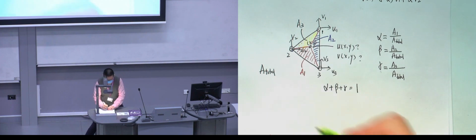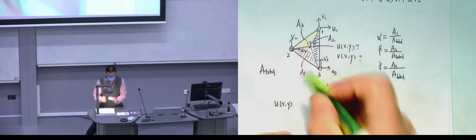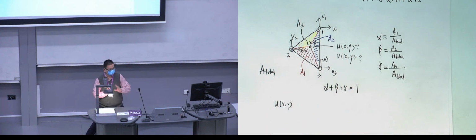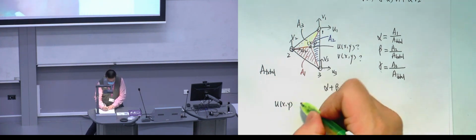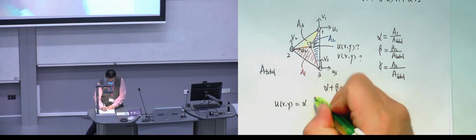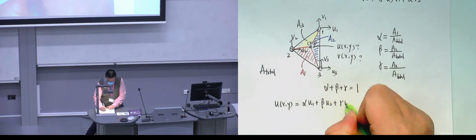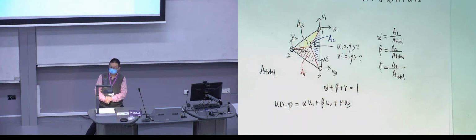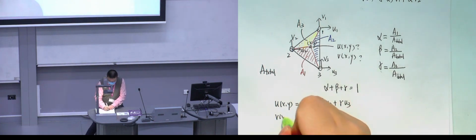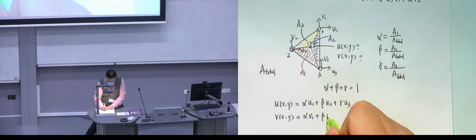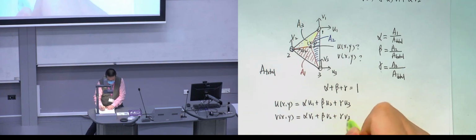Okay, so this can be defined as follows. U(x, y), where (x, y) gives you the position of this point. The positions of all these nodes are already fixed, because they are given nodes. And then this one is equal to alpha U1 plus beta U2 plus gamma U3. Of course, alpha, beta, gamma are all functions of x, y, because when you change the point to a different location, you will have different values of alpha, beta, gamma. And then V(x, y) equals alpha V1 plus beta V2 plus gamma V3. Okay?